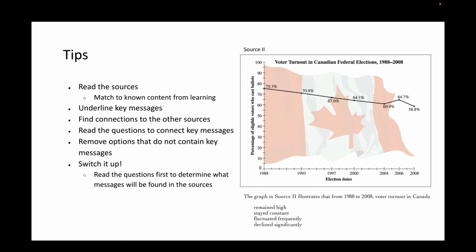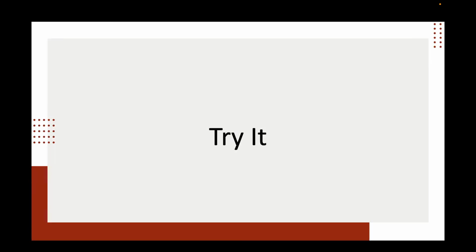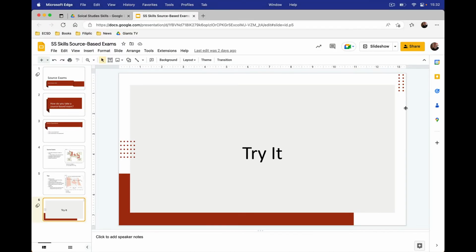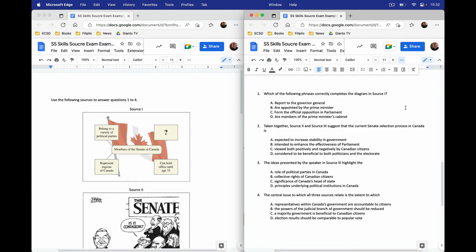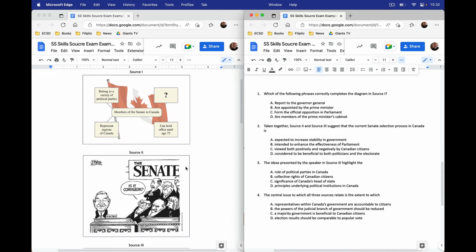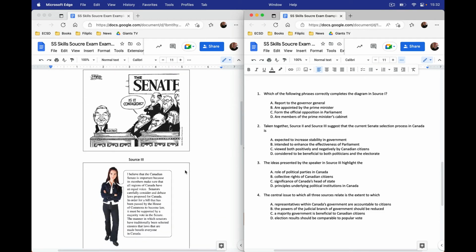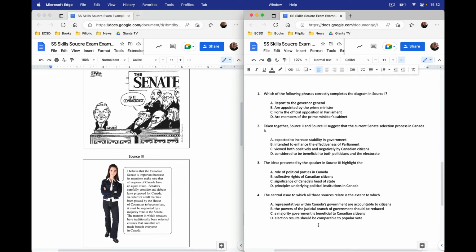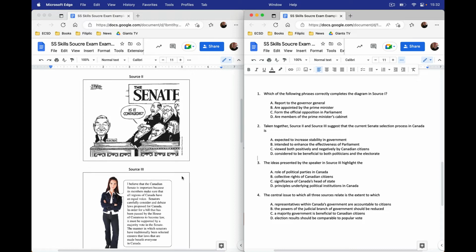So let's give this a shot. So we're going to try this now. I've got a couple of sources here that we're going to take a look at. This is from the Alberta Grade 9 curriculum. So we've got three sources here, one which we already saw in this practice. We have source 2, and then we have source 3, and then we have 4 questions that go along with it. So let's take a look.